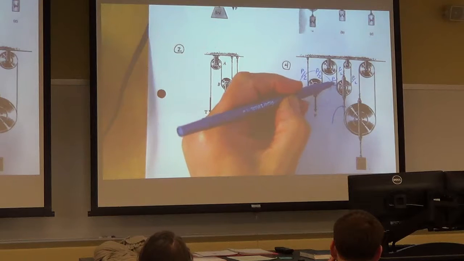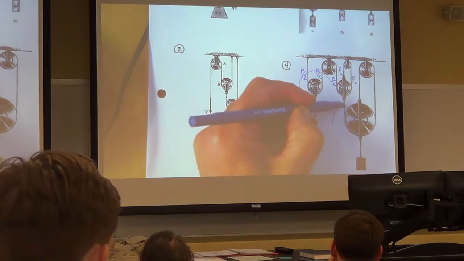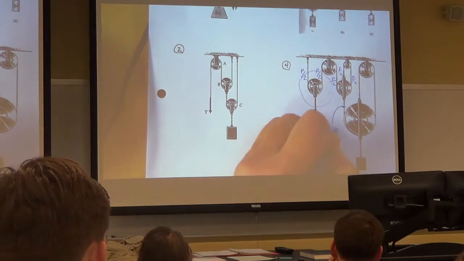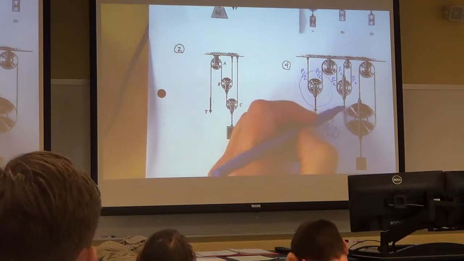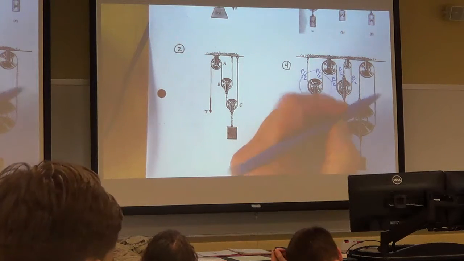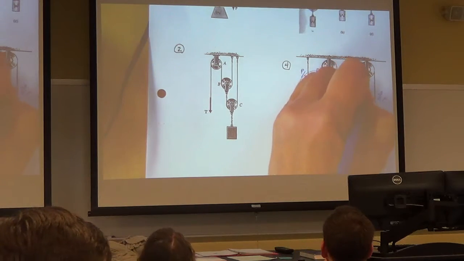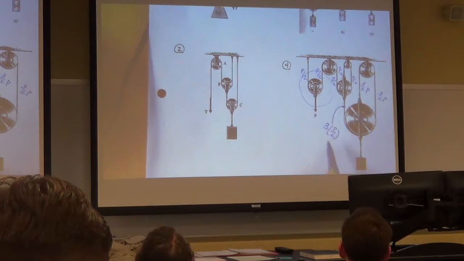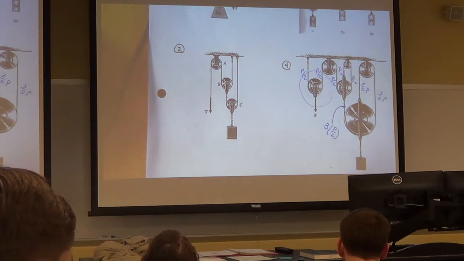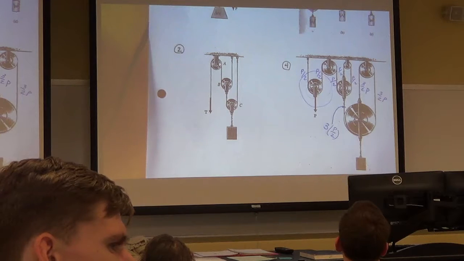So if this is P/2, P over 2, P over 2, what's this going to be? 3 times P over 2. So if this is 3/2 P, what's this? 3/2 P. And then what is the weight going to be? Because now I'm doing the free body diagram of this. The weight has to equal what? 3 times 3/2 P, which is 4.5 P.